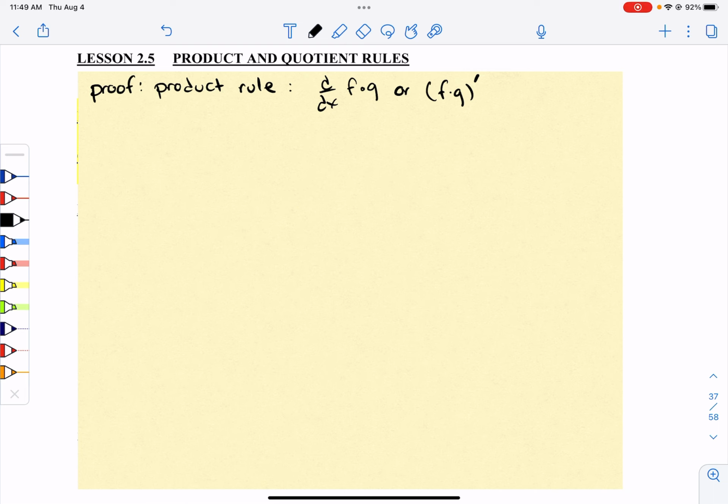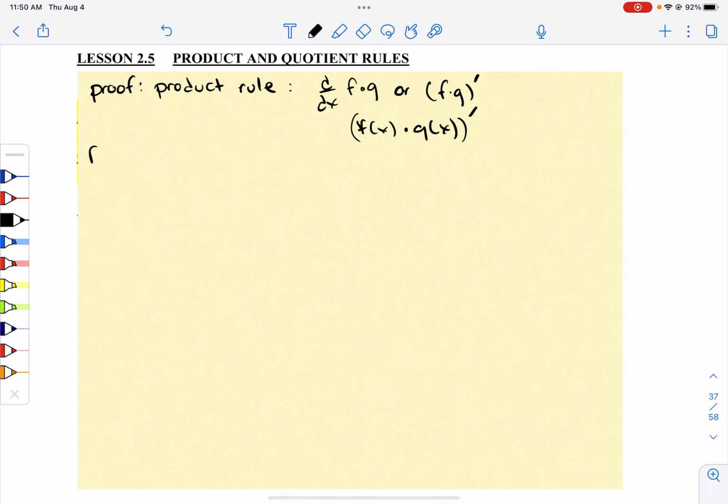So here's what I want to prove, the product rule. I want to know what happens when I take the derivative of f multiplied by g. I'm using some shorthand here. What I mean by f is f of x, and what I mean by g is g of x. So what happens if I want to take the derivative of these two functions that are being multiplied together? Let's go ahead and get started.